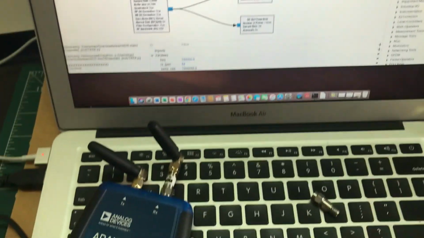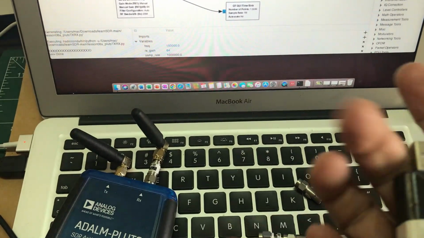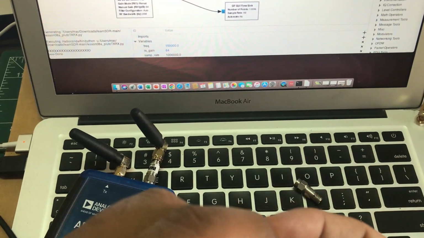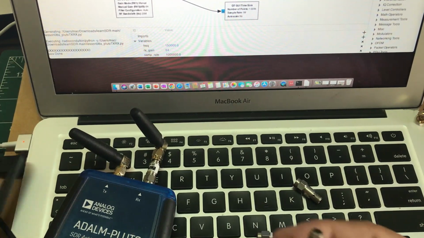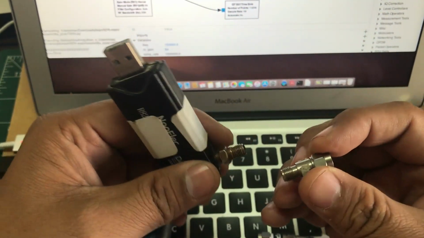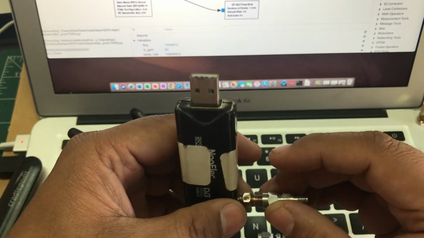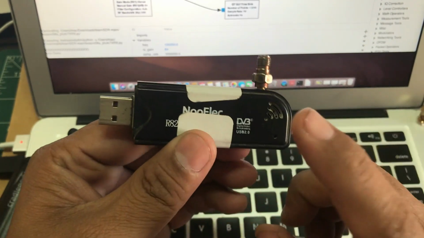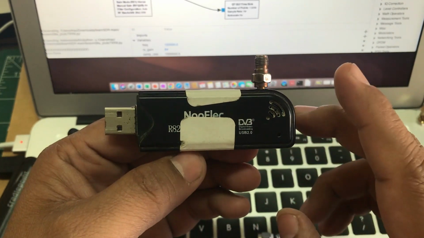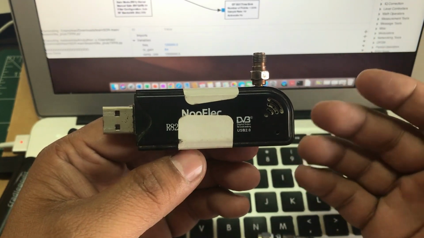With the RTL-SDR dongle, the way I would do it is, I'm just going to unplug this and unscrew this. I'm going to put my attenuators right here, and based on that I'm going to try to receive a signal first, because this is a receive only dongle. RTL-SDR dongles are receive only.